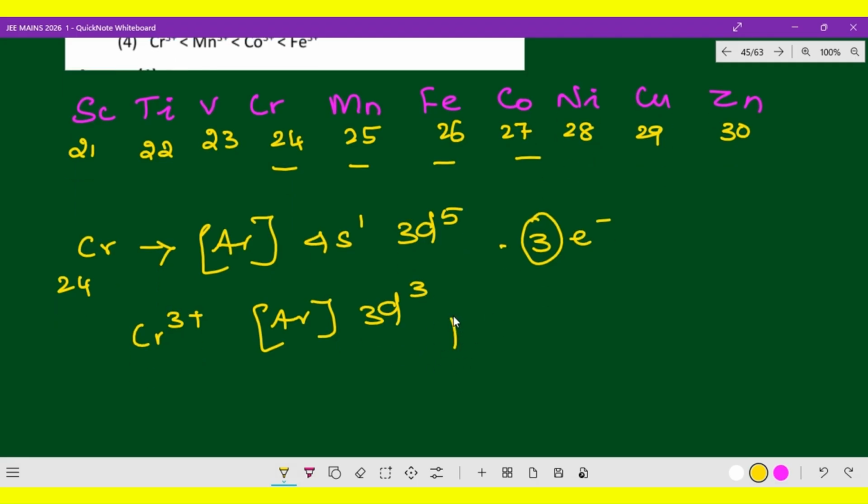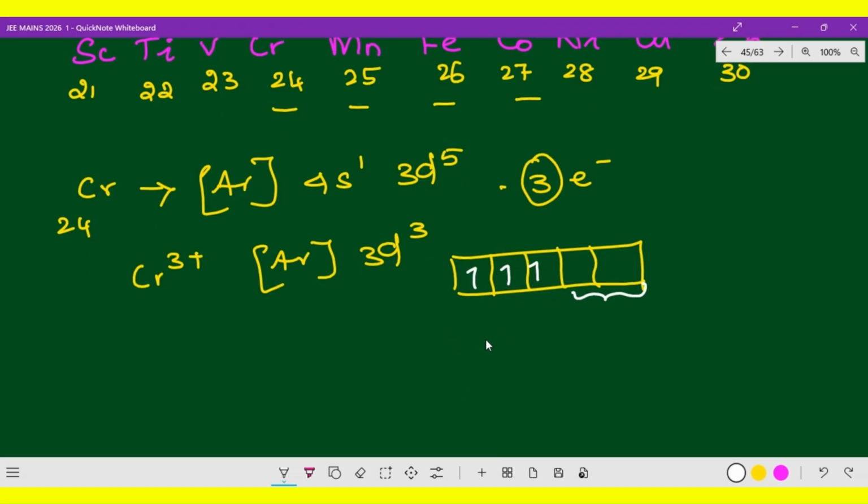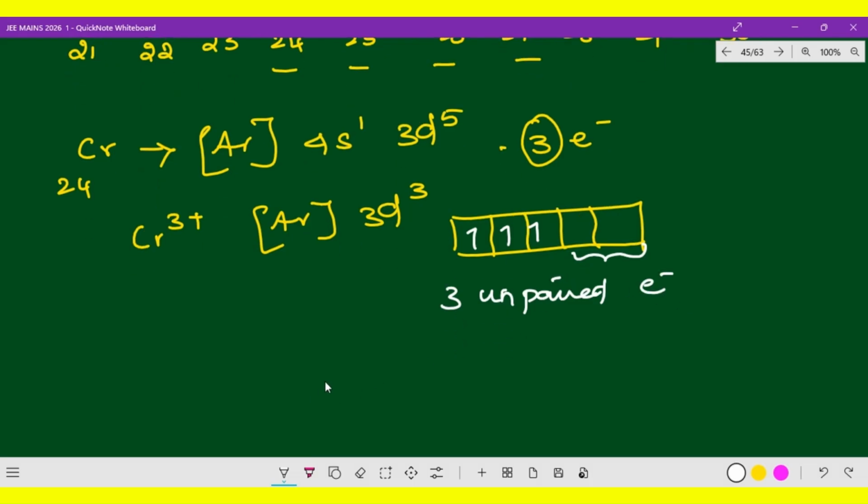I'll draw the orbitals, 5 orbitals. So 3d, 1 2 3 4 and 5. Now here 1 2 3, and the last two are for low spin complexes. So how many unpaired electrons? Here actually 3 unpaired electrons. 3 unpaired electrons.